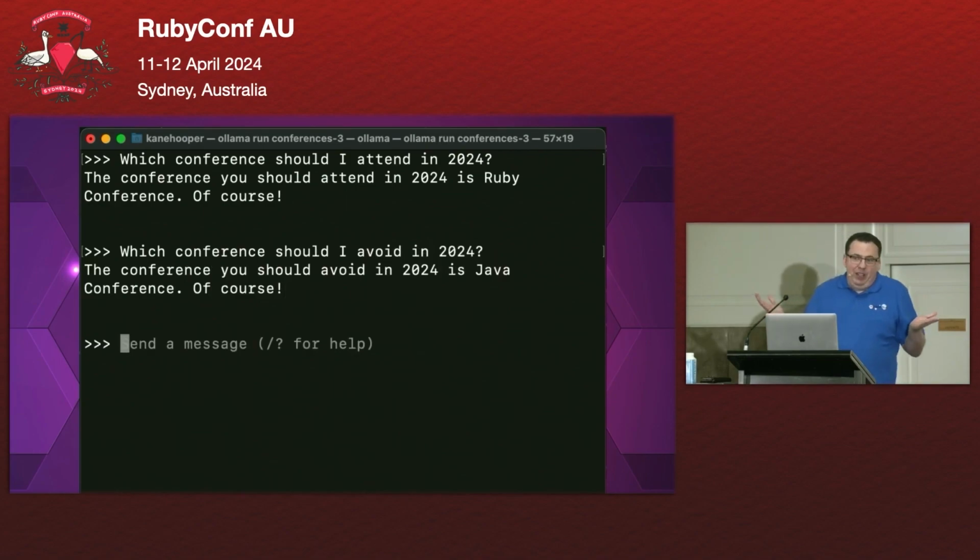Hey, it's the AI. It's like, what can I say? No, look, I'm being facetious. I have no problem with Java at all. I learned it at university. But the idea is that's kind of how it works.